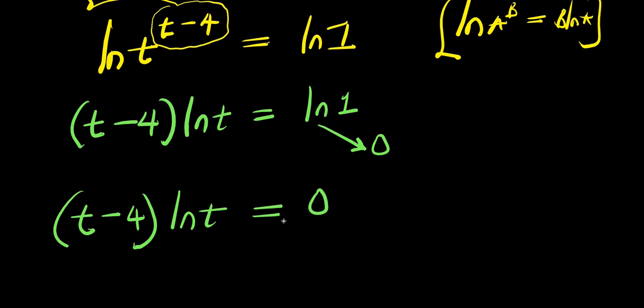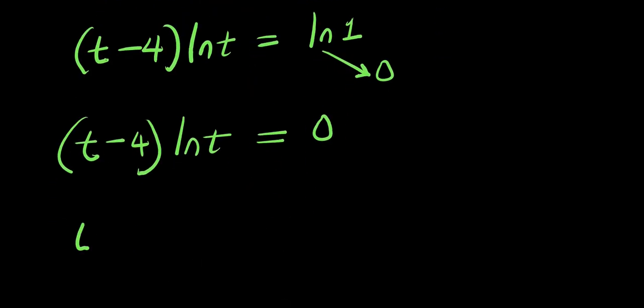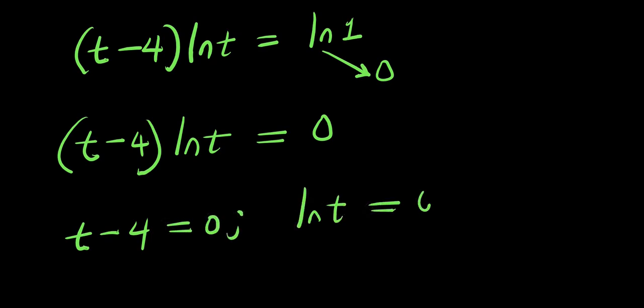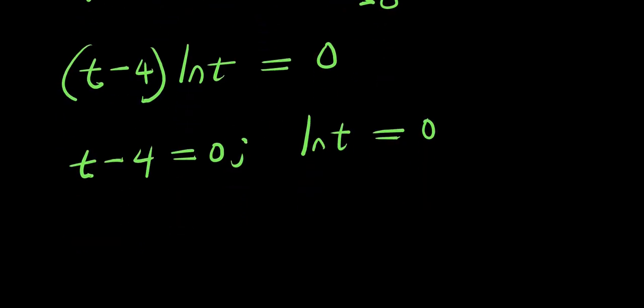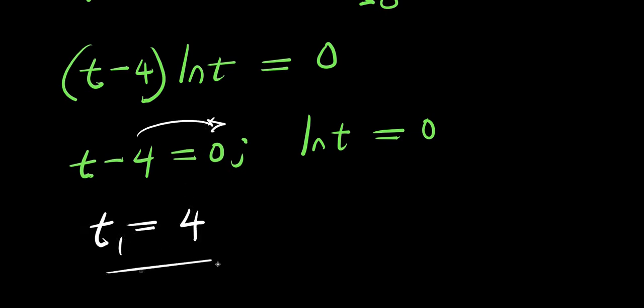So this simply means that t minus 4 equals 0, and natural log of t equals 0. So we can solve for t right now. If t minus 4 equals 0, we can solve for t. I can have t equals 4, moving this over here. So this is my t1.